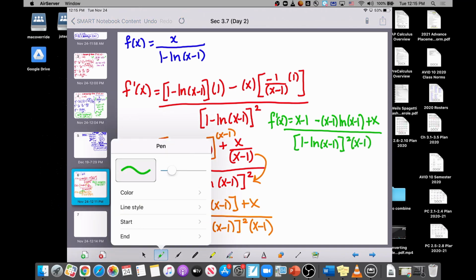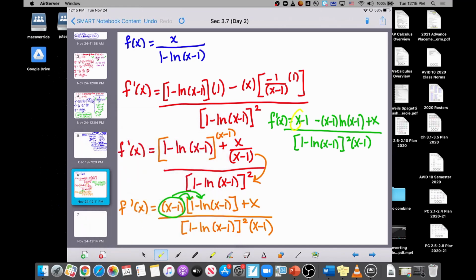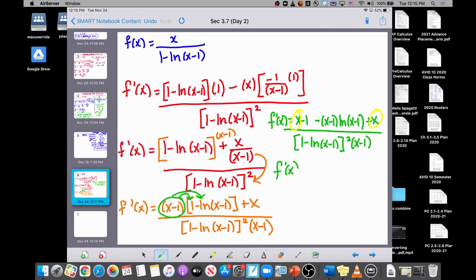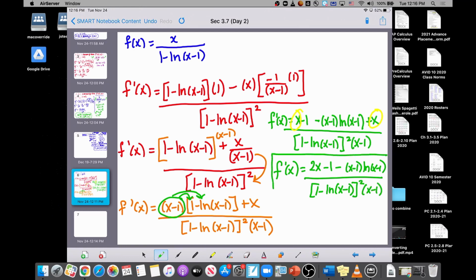And then finally, I can combine this x and this x. Those are like terms. So my final answer, as simple as I'm going to go today anyway, is going to be x plus x is 2x. So 2x minus 1 minus x minus 1 ln x minus 1 over (1 minus ln x minus 1) squared times x minus 1. And that's where I'm going to stop.